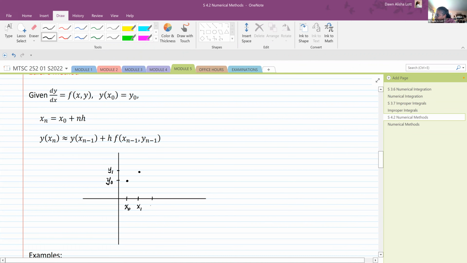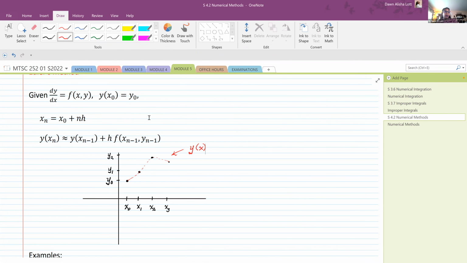Then we will compute x2, and we will find the y value for that. We will call that y2. And then we will find x3, and you will compute the y value for that, and that will be y3. And from this, we will get an idea of what our solution looks like. So this is the solution y of x, but we will do it incrementally.